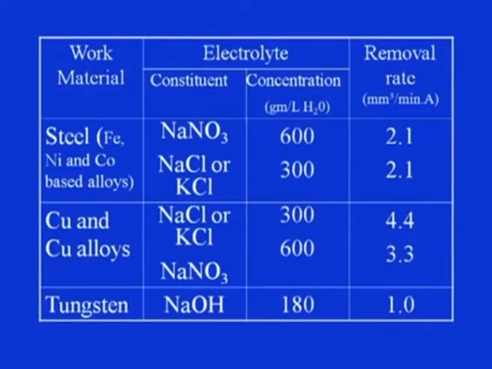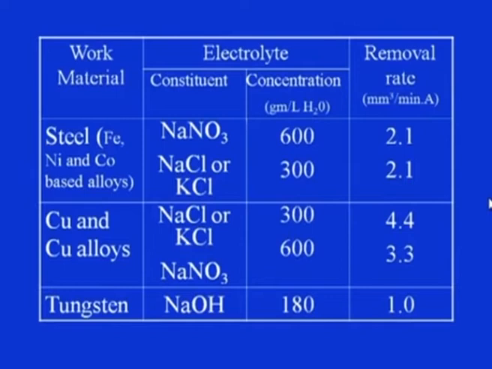Similarly, for steel, sodium nitrate, sodium chloride or potassium chloride are the electrolytes suggested, with a material removal rate of 2.1 millimeter cube per minute per ampere. Then for copper and copper alloys, generally sodium chloride or potassium chloride or sodium nitrate are recommended. In this case, material removal rates are found to be slightly higher, that is 4.4 with sodium chloride and potassium chloride, and 3.3 with sodium nitrate solutions or electrolytes.